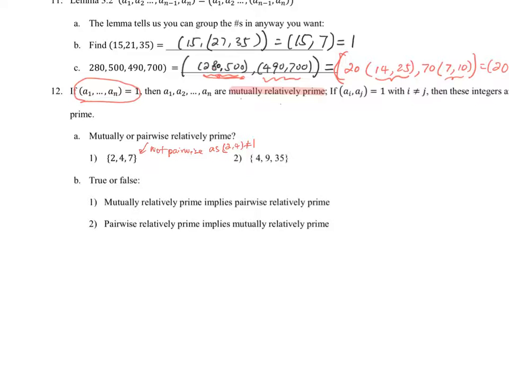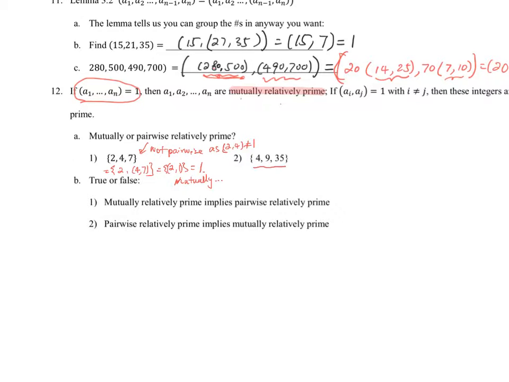Now, is it mutually relatively prime? Then we can do some algebra. We find the greatest common divisor of 4 and 7, which is 1. And then 2 and 1, the greatest common divisor of 2 and 1 is going to be 1. So therefore, it is mutually relatively prime, but not pairwise relatively prime.